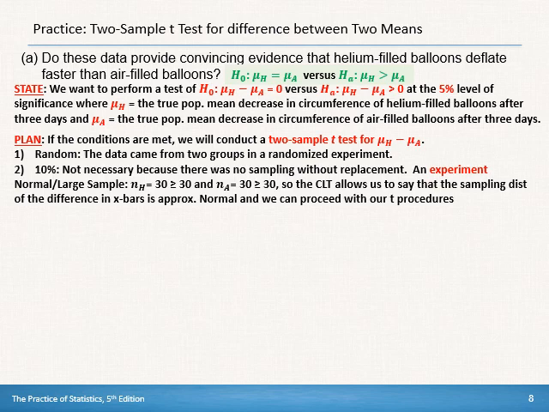And then we randomly assign the balloons to treatment groups. We did not randomly choose balloons. We randomly assigned the balloons to 2 different treatment groups. Remember, this is an experiment.